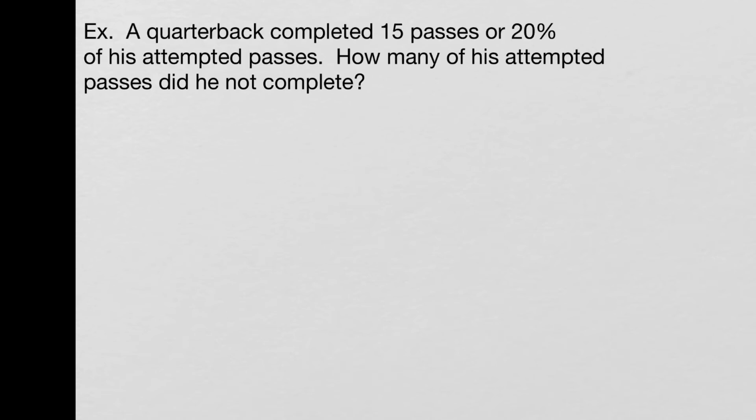Okay, in this question we're told a quarterback completed 15 passes or 20% of his attempted passes. So 15 passes represented 20% of his attempted passes. How many of his attempted passes did he not complete? Okay, so in order to answer this, we really have to figure out the total number of attempted passes first. So let's give that a name. Let me call it n or something. So n is equal to the number of attempted passes.